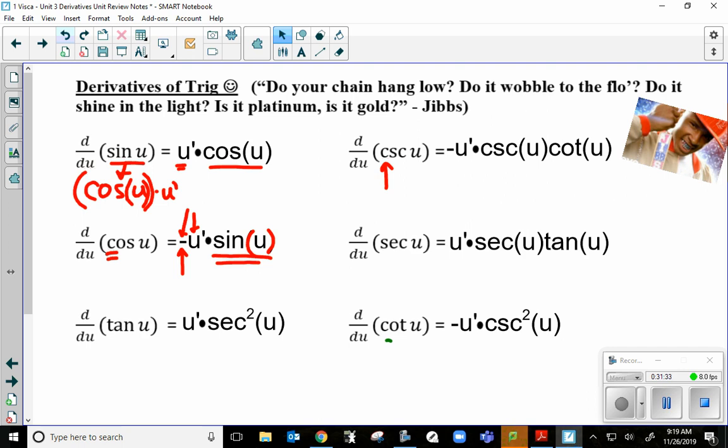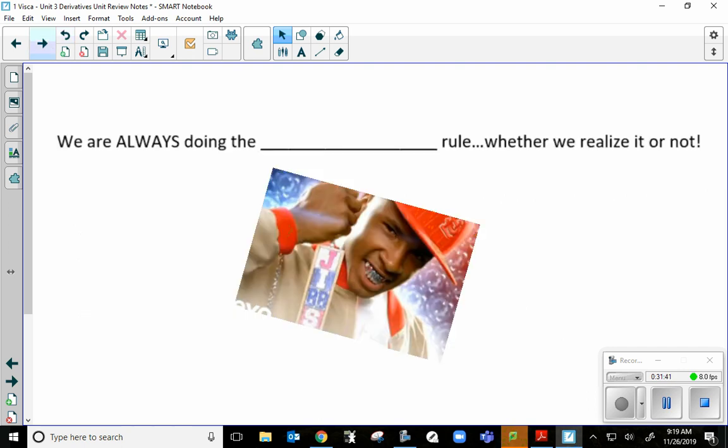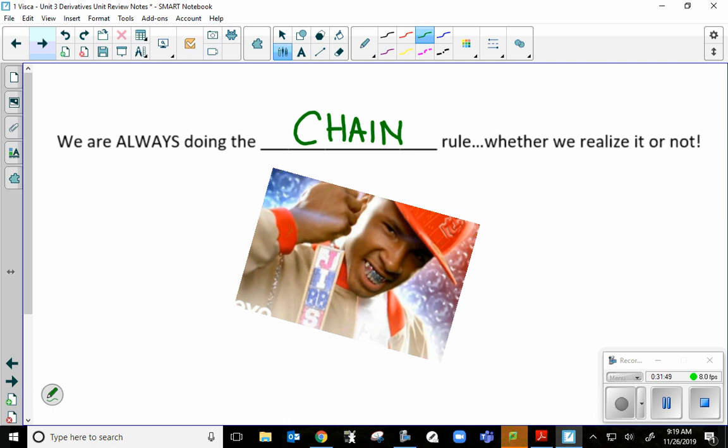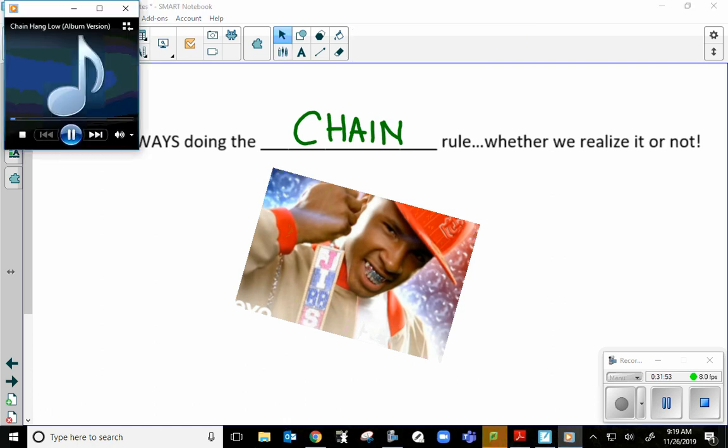Okay, there we go. I think you've had enough of that. All right? Keep in mind, we are always doing the chain rule, whether we realize it or not. This is going to be the song again. Oh, there it is. Oh my God. Okay, I gotta get that.